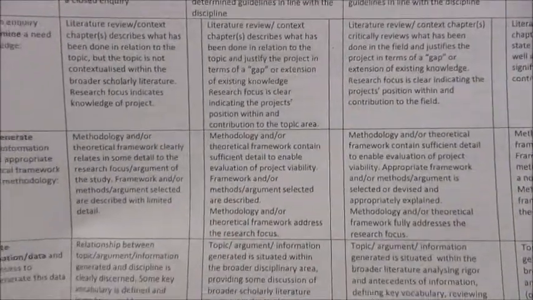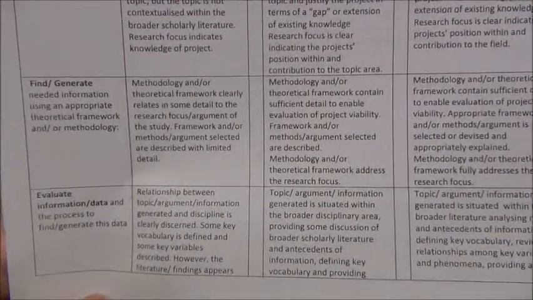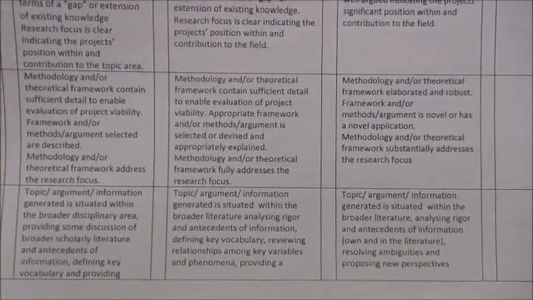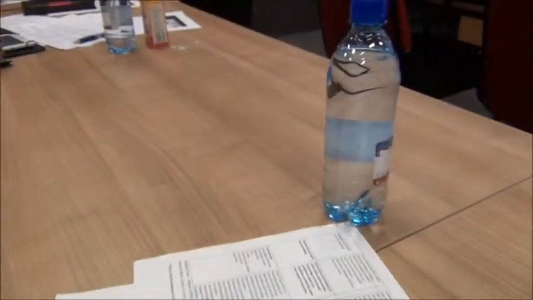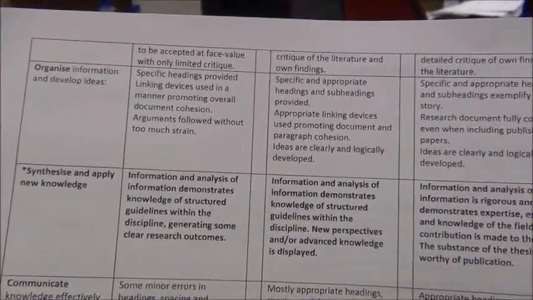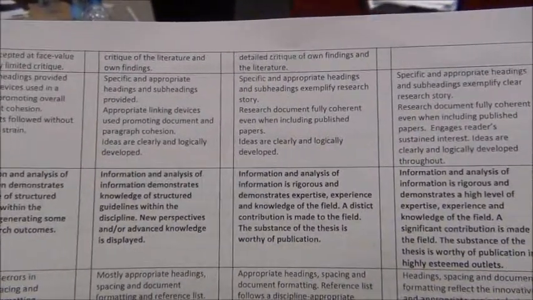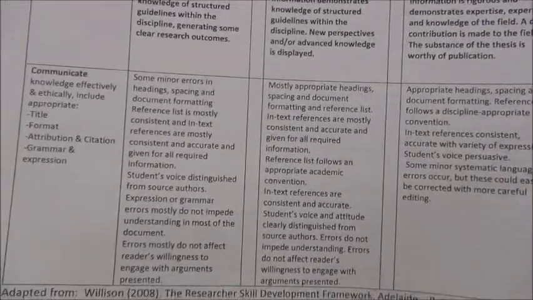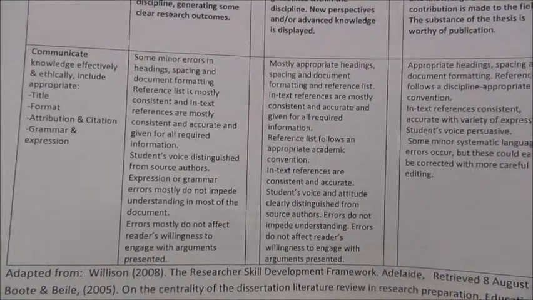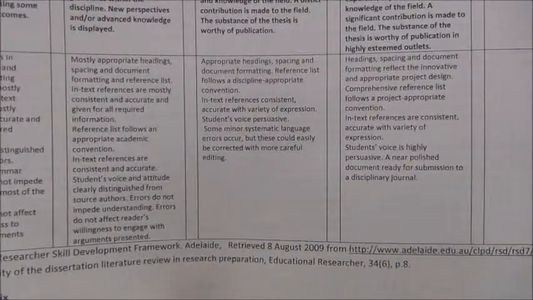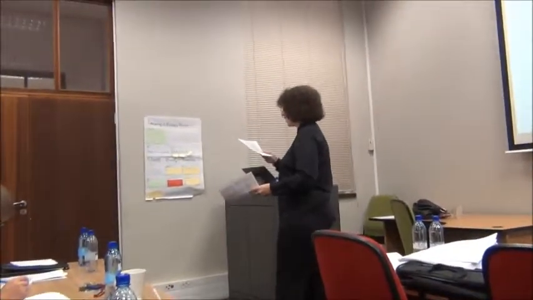But we look at different aspects. So we have embark. How do the people look at their literature review? How do they decide what their research questions are? How do they formulate the importance of their projects? The find and generate is their methodology. Evaluate is the data and all the processes for the data. Organize is how the whole thing is organized and put together. Synthesize and apply new knowledge. This is the key element. And that's why it's in bold, and I've got the little star.